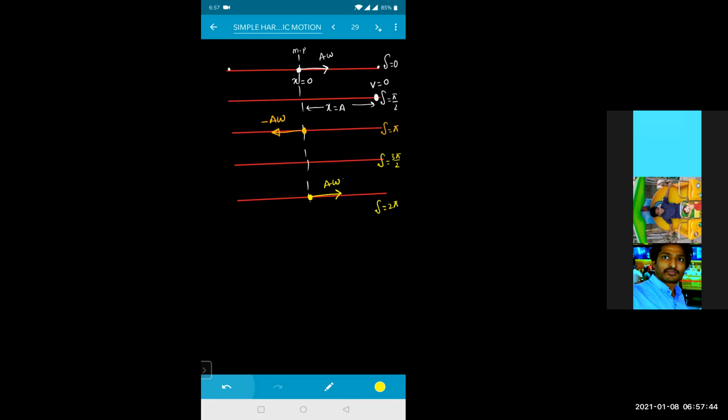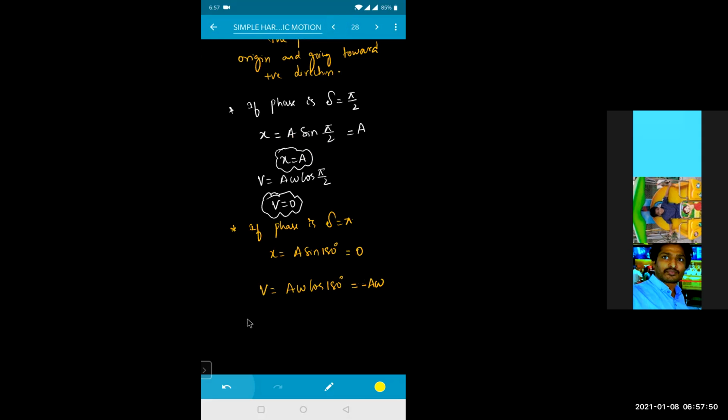Is it clear? So got an idea, isn't it? That is the way we get the value of the phase for the given condition. So for the remaining two conditions, write the given condition. If phase tau is equal to 3 pi by 2.